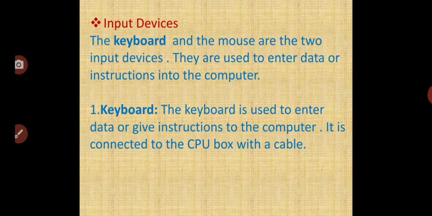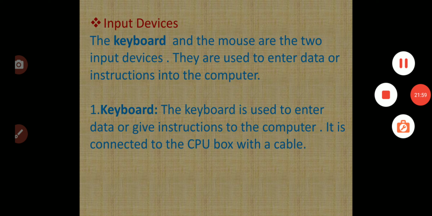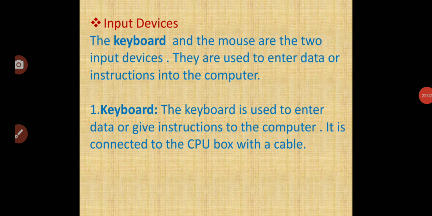Okay. Now we'll go into the input devices in detail. The keyboard and the mouse are two input devices. They are used to enter the data or instructions into the computer. Now the first one is the keyboard. Keyboard is used to enter data or give instructions to the computer. It is connected to the CPU box with a cable.